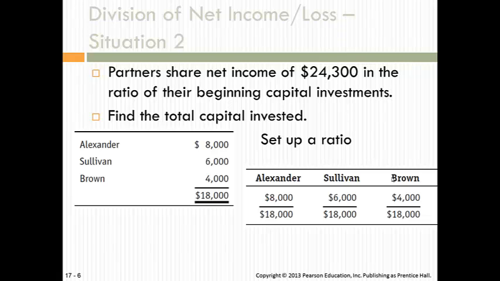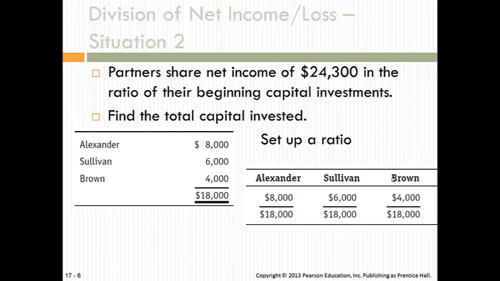In the next situation, the partners share net income of $24,300 in the ratio of their beginning capital investments. To find a ratio, you first determine the total amount. The total capital invested is $8,000 plus $6,000 plus $4,000, which equals $18,000. Now, to determine a ratio for each partner, you want the portion of each partner's capital balance as compared to the whole. So this is like splitting up a pie. The entire pie is $18,000.